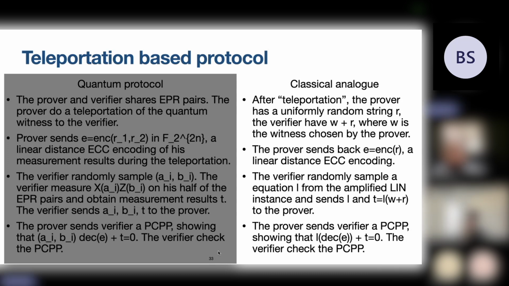Is this clear? Sorry, I have two quick questions on this. So firstly, in the quantum protocol part, what is the number of required shared EPR pairs? What is the number of shared EPR pairs that they need to share? It's the length of the witness. Okay, I see. But this witness is not the original witness, it's the amplified witness, right? Yeah.